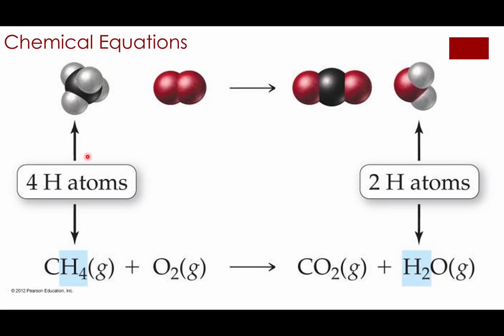We could do the same analysis for the hydrogen atoms. If we look at the hydrogen atoms on the reactant side, there's 4. And on the product side, there's 2. So again, it looks like we started with 4 hydrogen atoms, and then poof, we just disappear 2 of them, and we're left with 2 at the end. And again, that's not the case. We have to have the same number on each side.